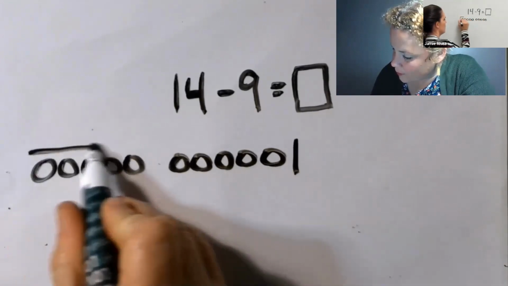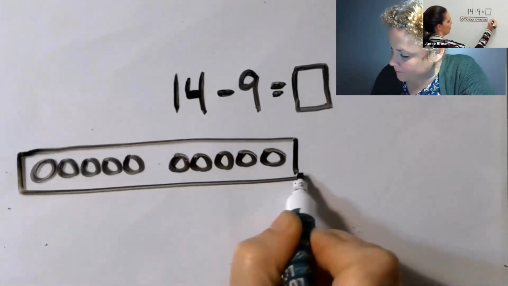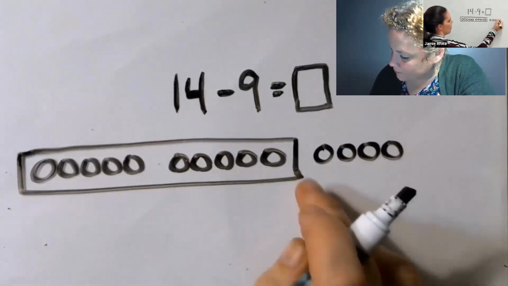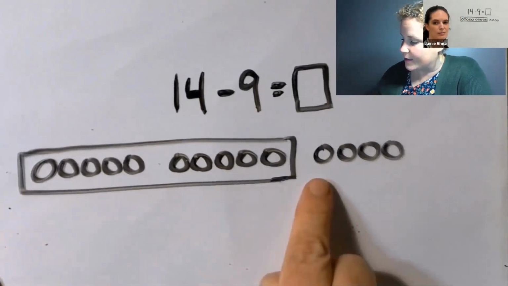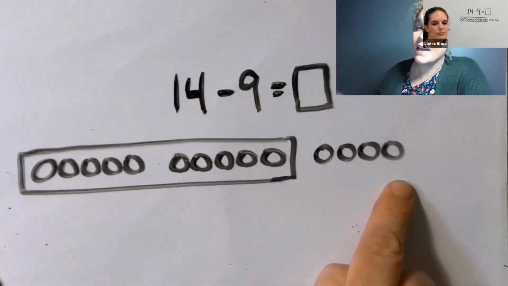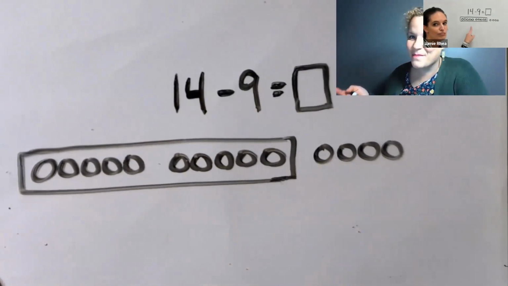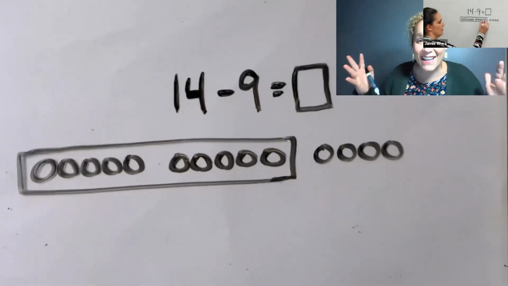I'm going to make a frame around it. Remember, when we make 10, you can put a frame around it. Now I need 4 more because I have 10 and 4. 1, 2, 3, 4. So now my 14 is 10 and 4 more. And I have to take away 9. Where should I take it from? My 10. Let's take it from the 10.